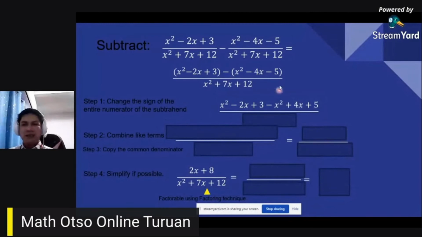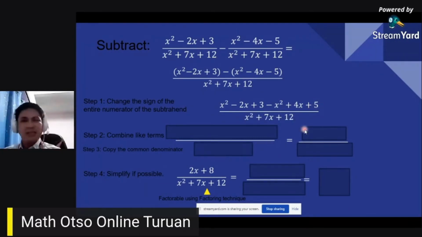Like this, take a look. X squared minus 2x plus 3, and here, minus x squared. Earlier it was positive, now it became negative x squared. And then, the negative 4x became plus 4x. And negative 5 became positive 5. So, we change the sign of the entire second numerator and just copy the common denominator.